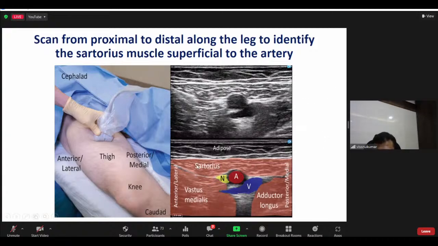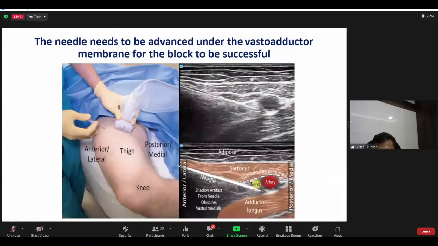So here we have the sartorius muscle, and this is the vasoadductor membrane. Pierce the vasoadductor membrane and give the drug, and definitely you're going to get the results. Can you see here, the needle has been placed wonderfully. It is crossing the vasoadductor membrane, and your needle is being pierced through, and then local anesthesia. Once you deposit, you'll get a fantastic result.